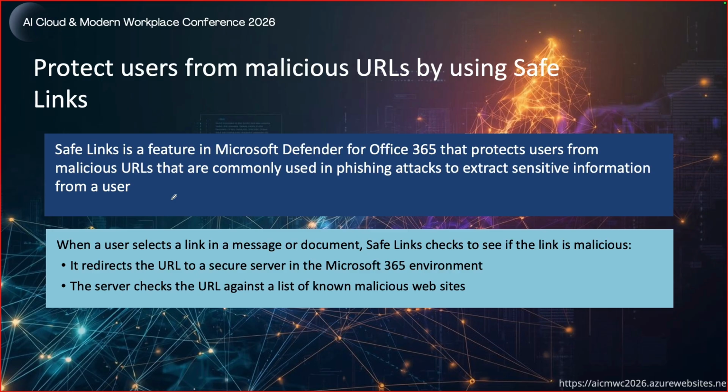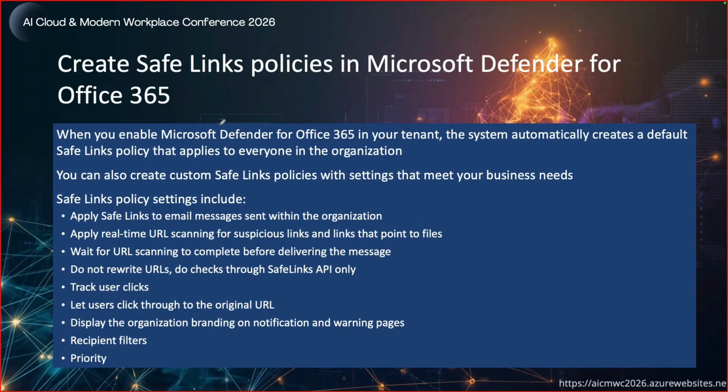Okay, so when the user clicks on that specific link, it will redirect everything to a secure server in the Microsoft 365 environment, and the server will check that URL against a list of known malicious websites. And we've seen before what is going to be the result. The user will get a warning message that says, okay, don't go to that specific web page, it's dangerous, it's malicious anyway. Okay, so as we've seen in the safe attachments policies, the same thing needs to be done here. So you need to create safe link policies in Microsoft Defender for Office 365.